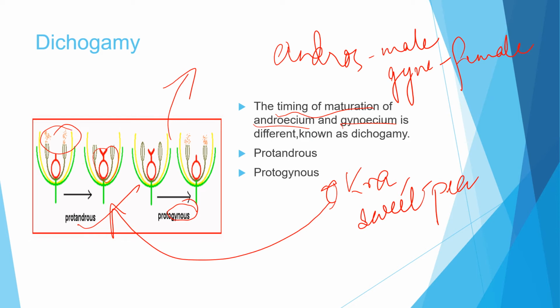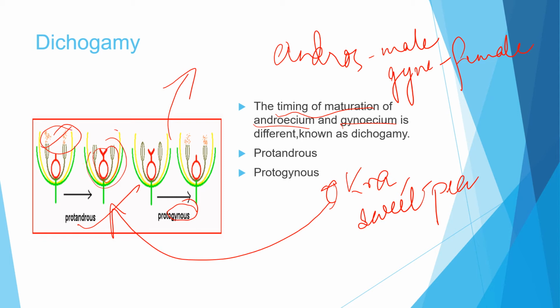Where it is protandrous, that means the male part is maturing earlier, that is, the anthers are maturing earlier than the female part. In protogynous, the female part or the stigma is maturing earlier than the anther, which is called protogynous or protogyny. So this is dichogamy, and it also encourages cross-pollination.